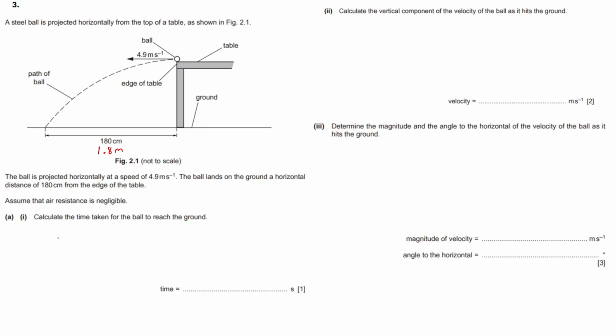So we can promptly convert the 180 centimeters into meters, which is going to be 1.8 meters. And we can divide that by the speed at which it travels to get the time. So we divide by 4.9 meters per second, and then you should get 0.367 seconds. So it's going to be 0.37 when you round it to 2 significant figures.